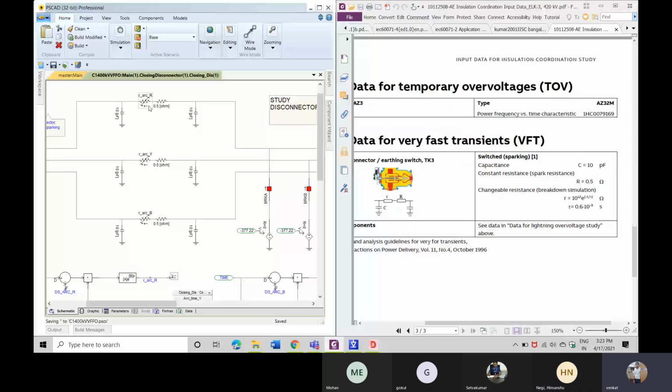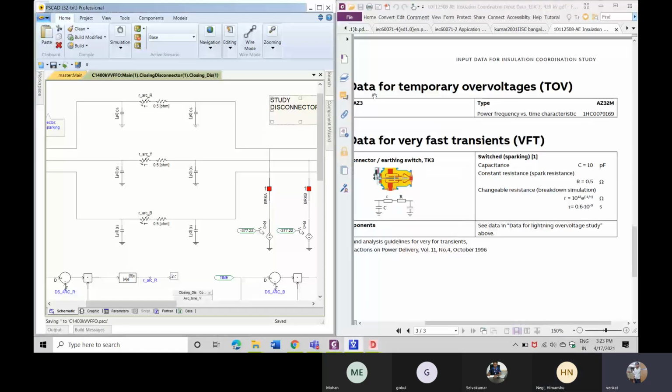What is a variable resistance? What we are generally trying to do in this type is create 1 per unit on the right side and minus 1 per unit on the left side, right?